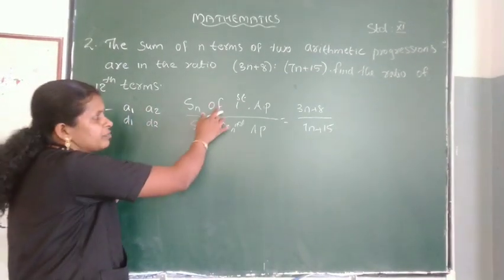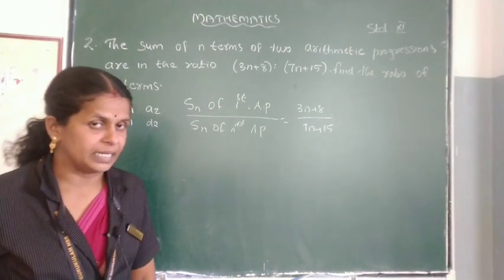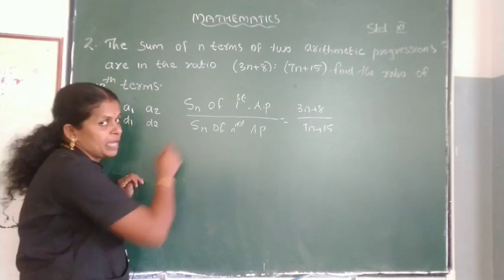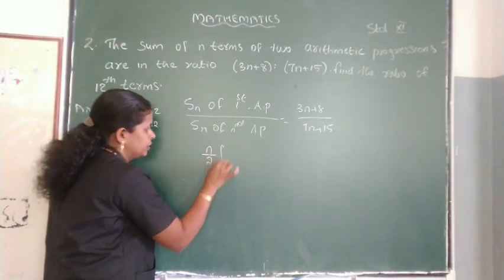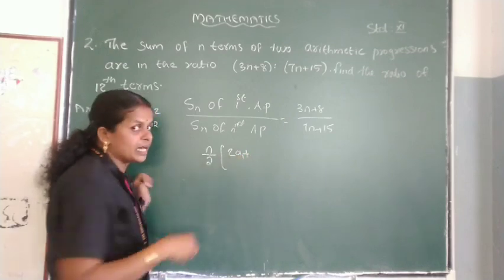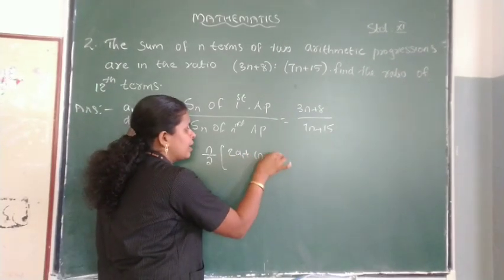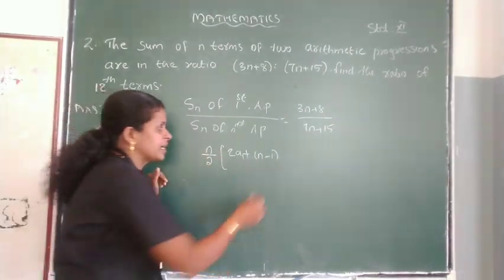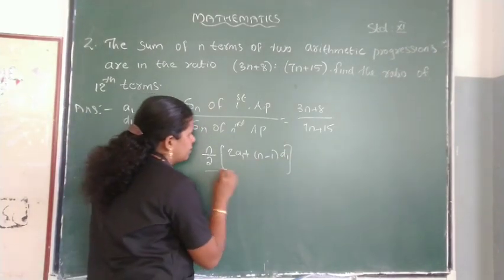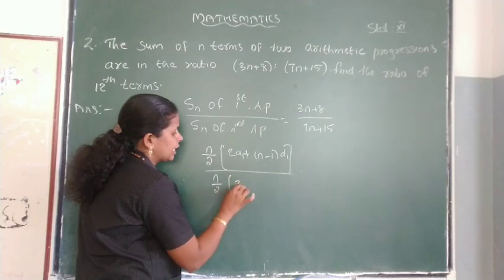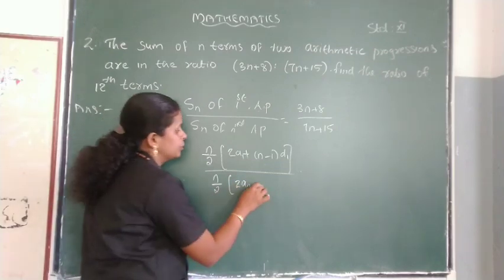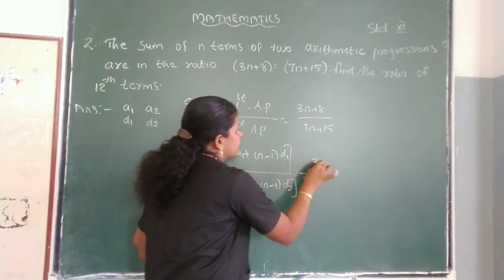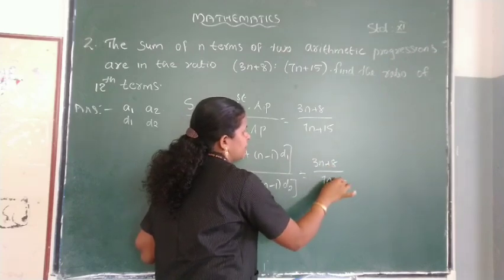Okay, then what is the formula for finding the sum to n terms of an AP? Yes, it is n by 2 into 2a plus n minus 1 into d. Right? Okay, so we have to substitute here n by 2 into 2a plus (n minus 1) into d. First term of the first AP we consider as a1, and common difference as d1. Divided by n by 2 into 2a2 plus n minus 1 into d2, which is equal to 3n plus 8 divided by 7n plus 15.